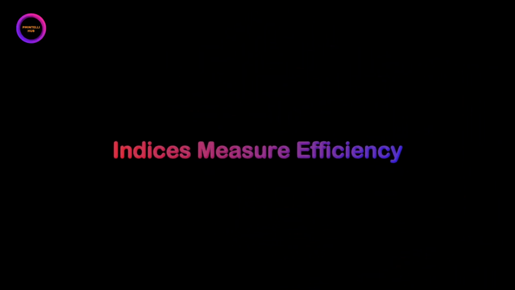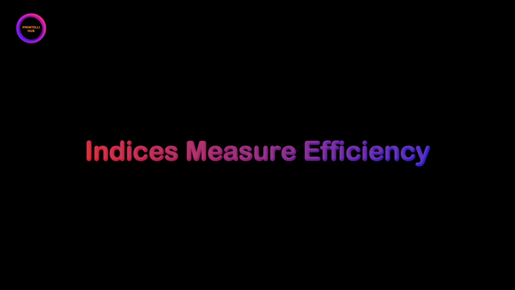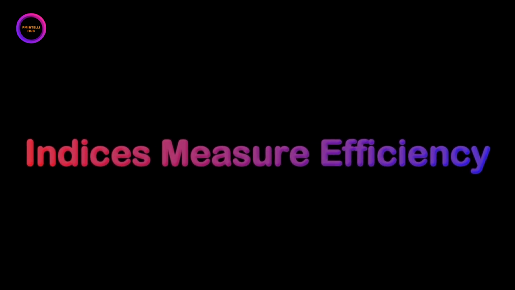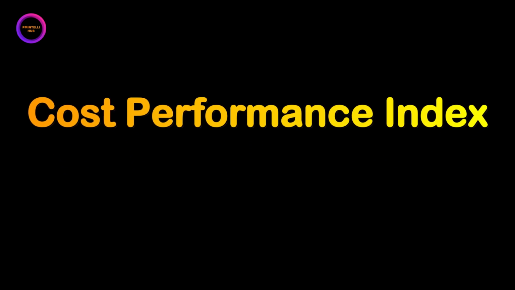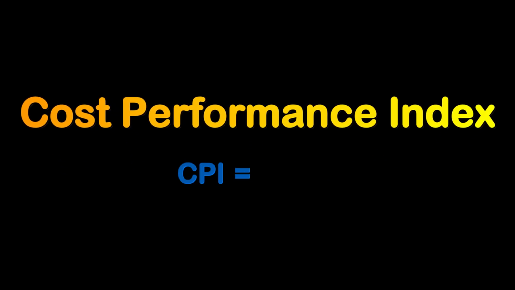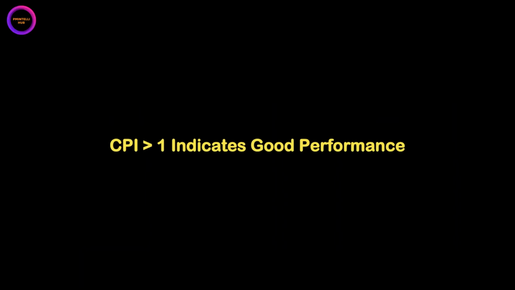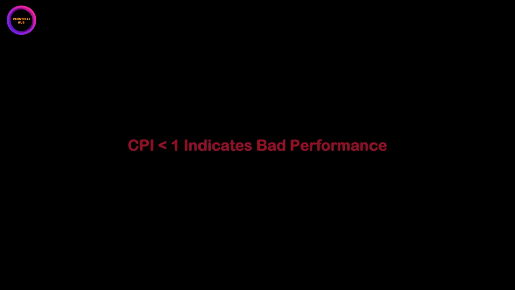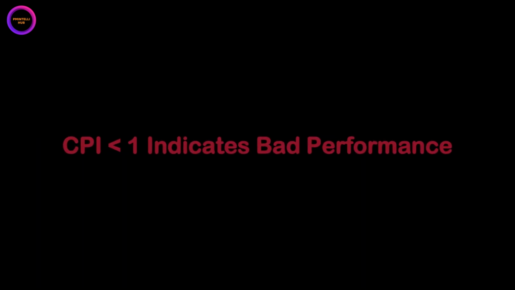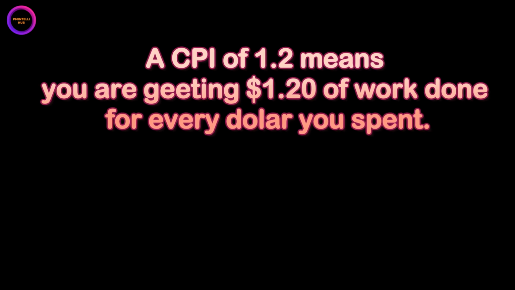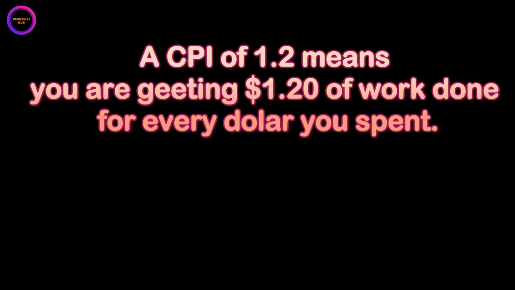While variances tell us the raw dollar amount of deviation, indices tell us about our efficiency. They give us a ratio that's easy to benchmark. The Cost Performance Index, or CPI, is calculated by dividing earned value by actual cost, EV by AC. The magic number here is 1. A CPI greater than 1 means you are cost efficient, while a CPI less than 1 means you're inefficient. For example, a CPI of 1.2 means you're getting $1.20 of work done for every dollar you spend.